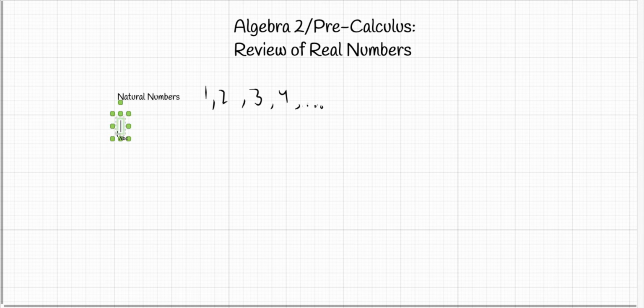The second set is called whole numbers. And these numbers are basically every single natural number plus a zero. So you start with a zero and you have all those natural numbers. So both of these are pretty basic that we learn in pre-algebra.